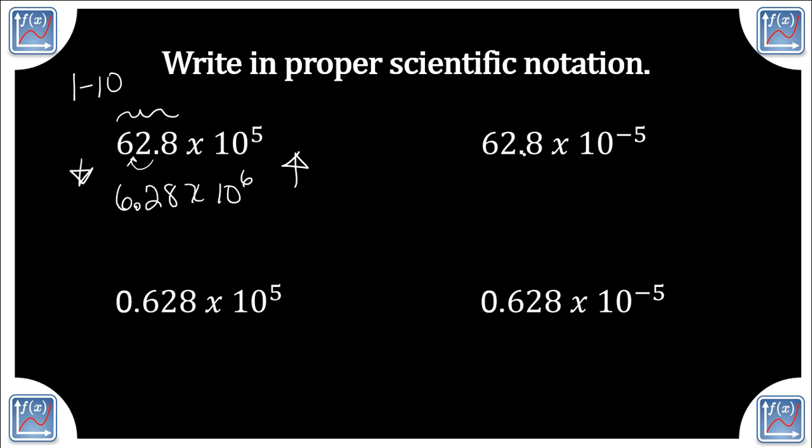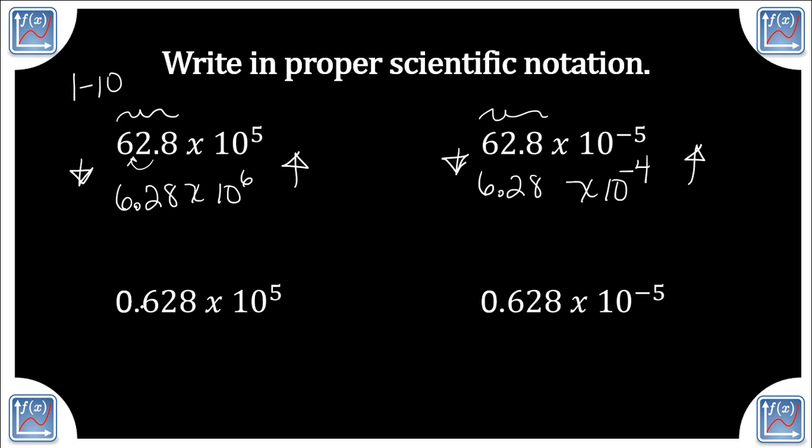Our next problem, again, we need to fix this coefficient so it's between 1 and 10. So we're going to move the decimal. And so again, we decreased the coefficient, so we are going to increase our exponent. Now be careful with negatives. To increase -5 by 1, we get -4.